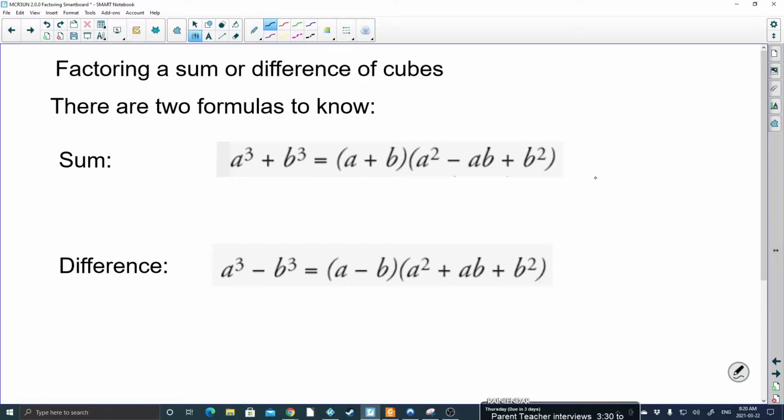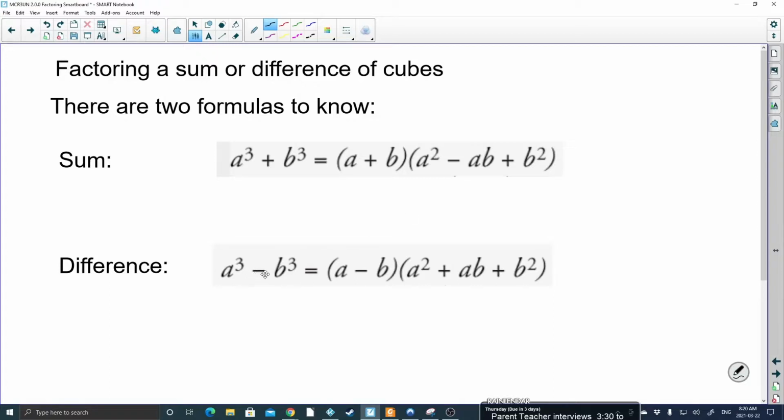Now, I am going to prove where these formulas come from at a later date, but for right now, I'd like you to start memorizing these two formulas. Now, there is a way to help you memorize it. So first of all, let's talk about the fact that there are two different formulas, one for the sum of cubes. So when you have two things that are cubed added together, you can expand it using this formula. So a cubed plus b cubed equals a plus b times a squared minus ab plus b squared.